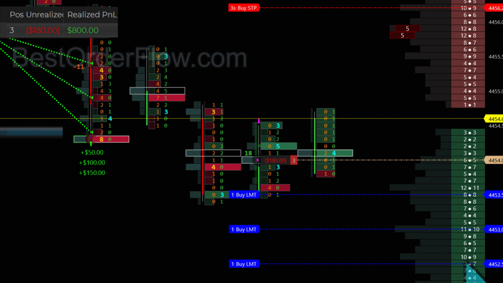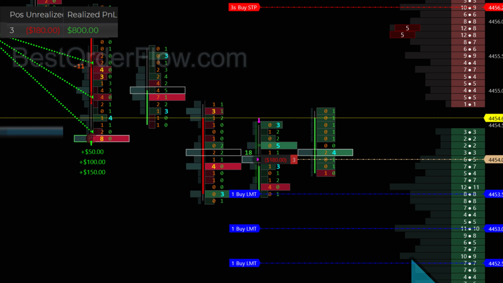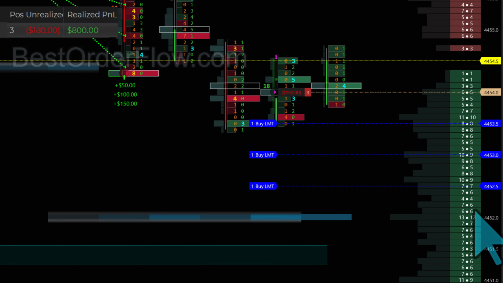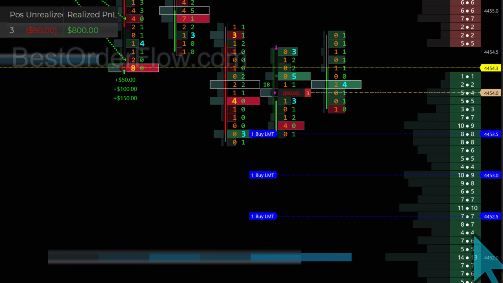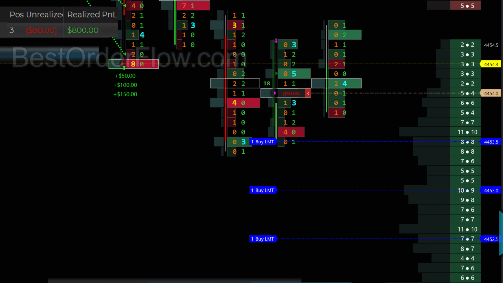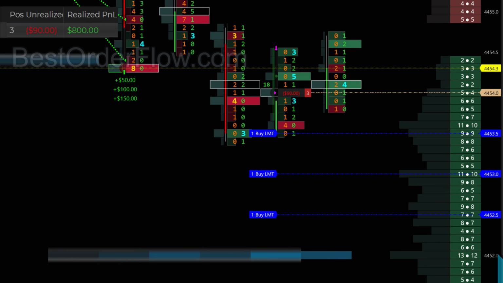Like over here, you're seeing there's 9 contracts, and the volume is 1, 1, 1, 1, 1, 1, which means all these buyers are volume 1. There's 9 of them sitting right here. There's 12 contracts, and the volume is 1 for all of them except one, which contains volume 2. So MBO is actually a really good indicator that gives the details.